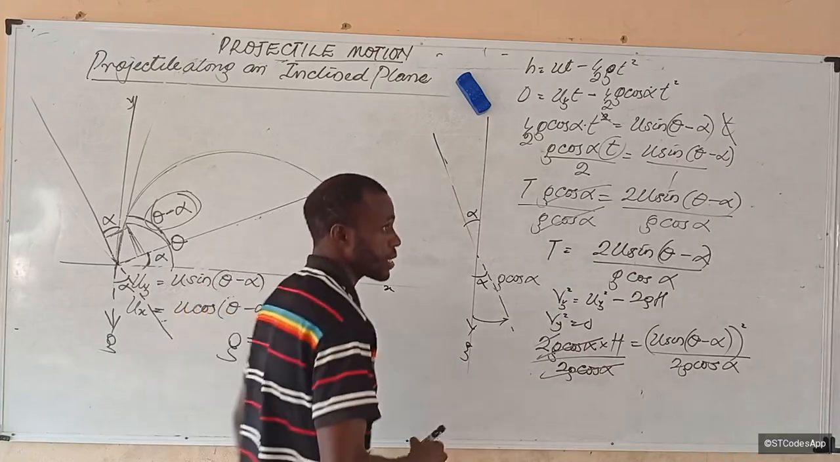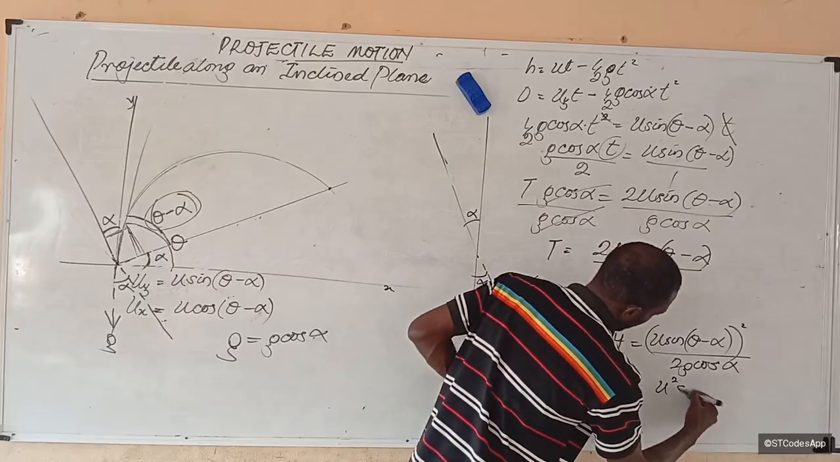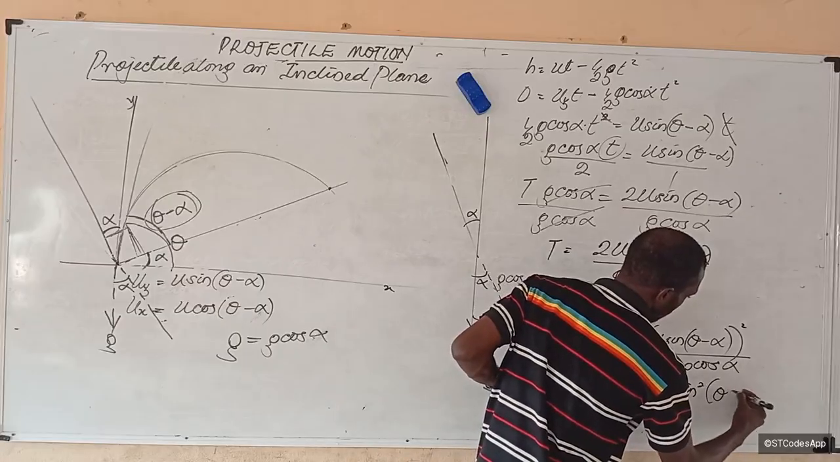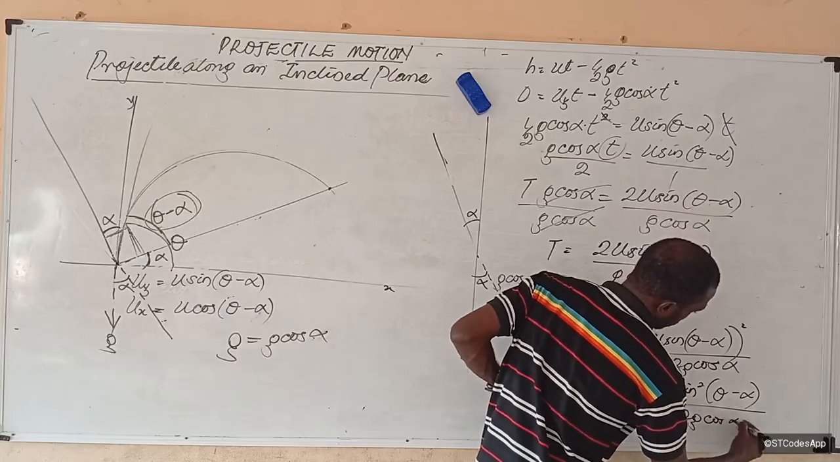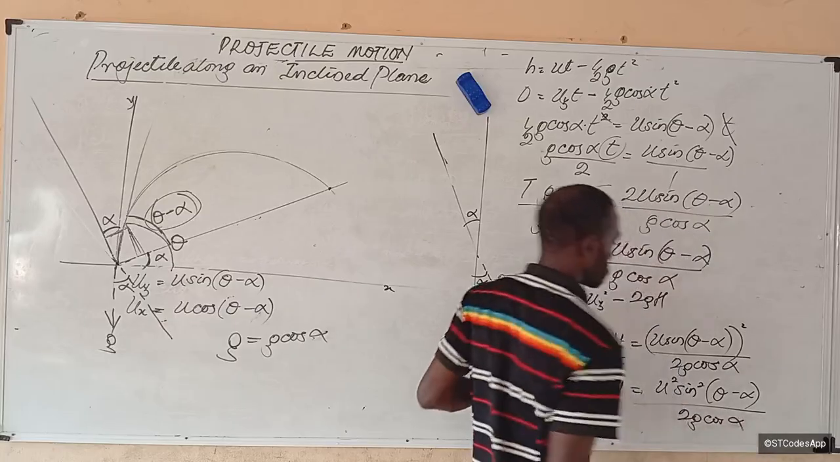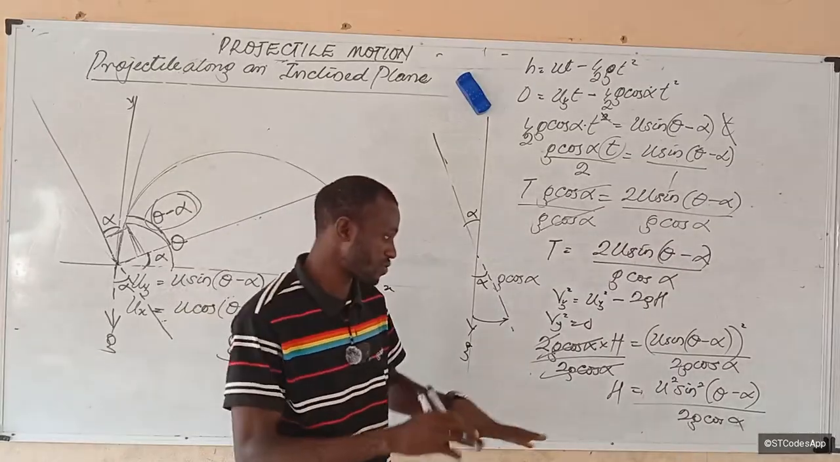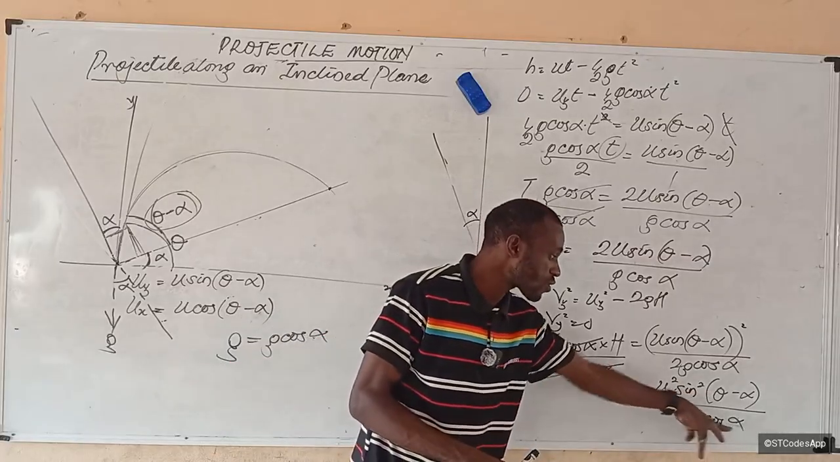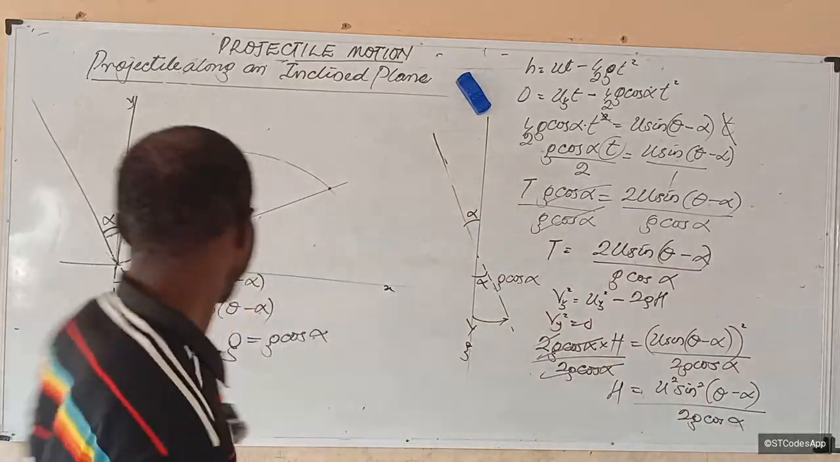So what will h be? h becomes u squared sine squared theta minus alpha over 2g cos alpha. What do you notice again? The normal formula for horizontal surface will be u squared sine squared theta over 2g. So you see it's just the cos alpha factor and the alpha in the sine that is changing. Do you understand now? Good.